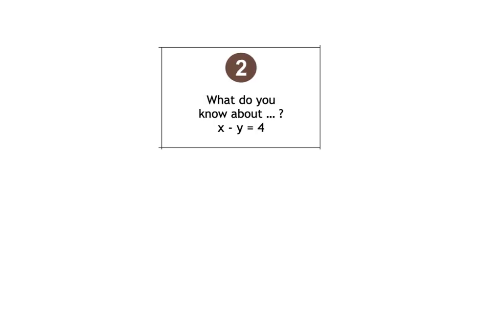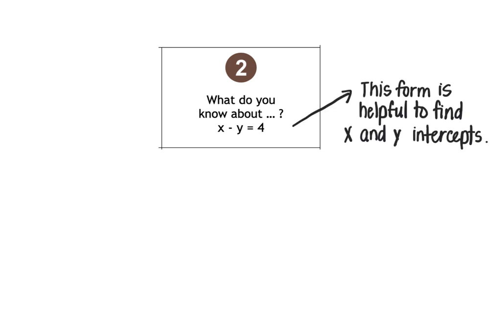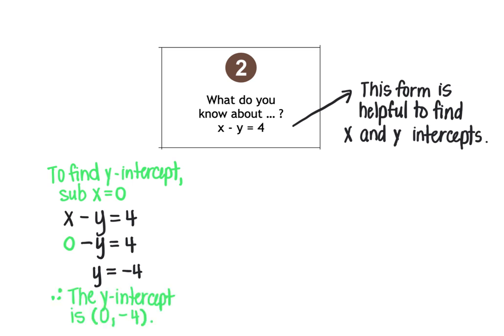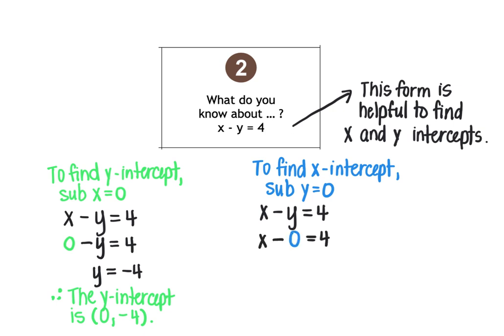Our second equation is in a form that makes it very helpful for us to find the intercepts. We can sub 0 in for x in order to find the y-intercept. We'll have 0 minus y equals 4, or y is equal to negative 4. This will be our y-intercept, so (0, negative 4). We can find our x-intercept by subbing y as 0. This will give us x minus 0 equals 4, or x is equal to 4.